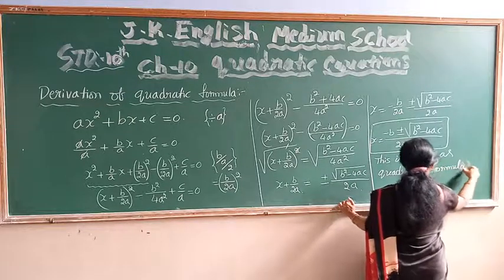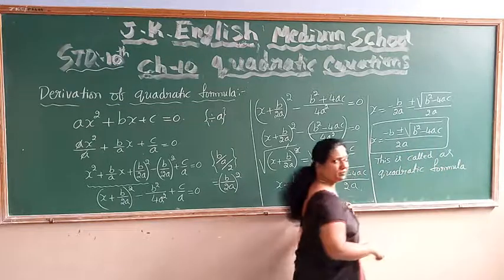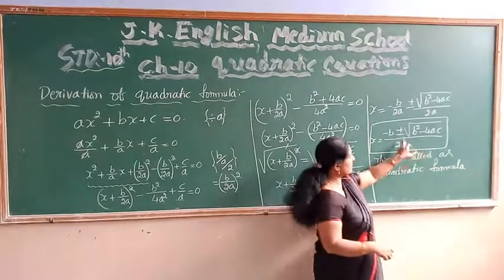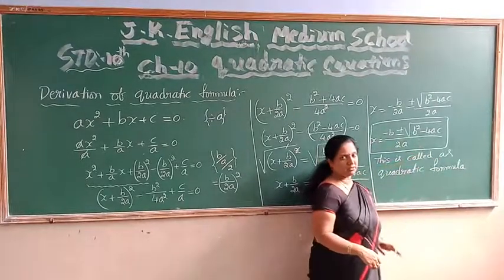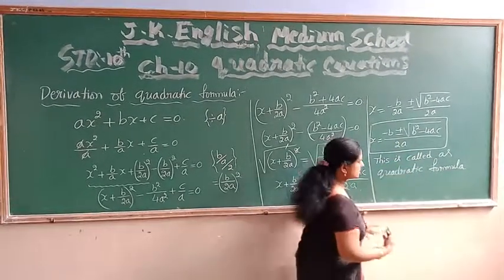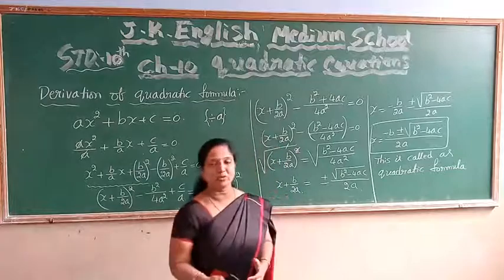Here two roots are there. If I use the plus sign, I get one root, and if I use the minus sign, I get the other root. So this is the way of deriving the quadratic formula.